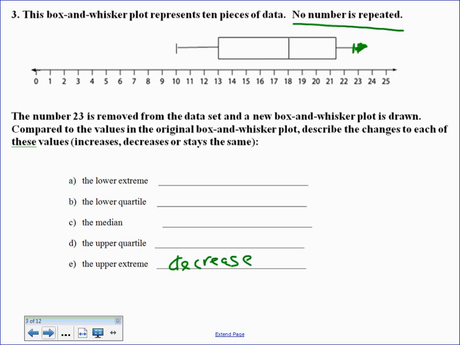But the lower extreme here is not going to change. Me eliminating the value of 23 is not going to create a new lower value. So the lower extreme stays the same. Now the key here is that no number is repeated.